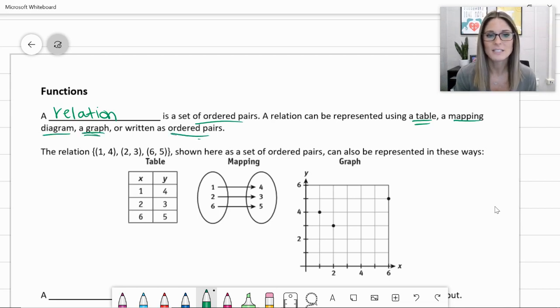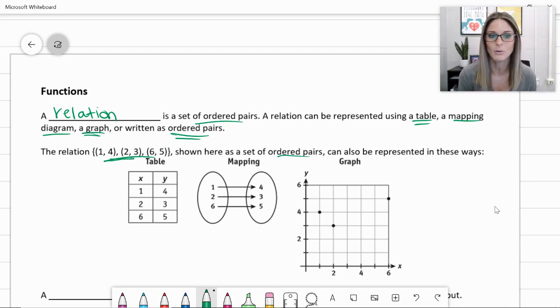a graph, or I can just list them as ordered pairs. So a relation is just a set of ordered pairs. I've got an example below of (1, 4), (2, 3), and (6, 5) shown here as ordered pairs right there. But we can also represent it these ways, like listed above.